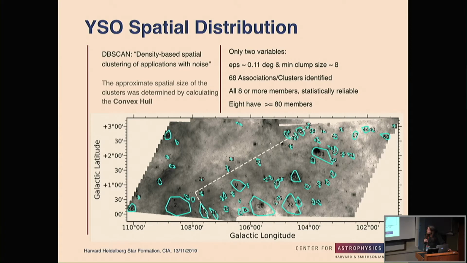And here you see this is the 8 micron image in grayscale, and we've just outlined, we use convex hulls to identify the kind of rough area of these clusters. So we put them up there. We also have some UKIDSS data that we used in conjunction with 2MASS. So there's slightly more smaller clusters that pop up on this side because we have deeper UKIDSS in the near infrared. So yeah, we have 68 clusters and all of them have 8 or more members in this case. So we think that they're all reliable, and 8 of those have more than 80 members in them.